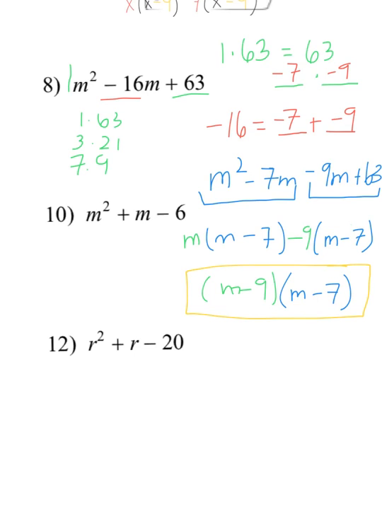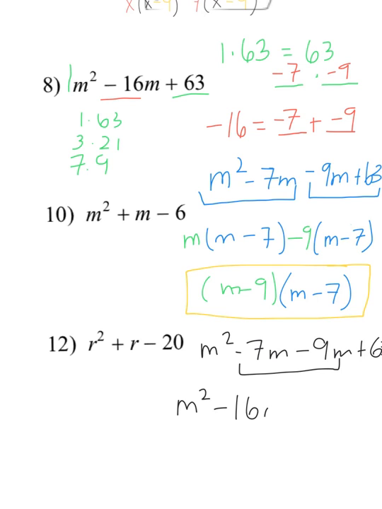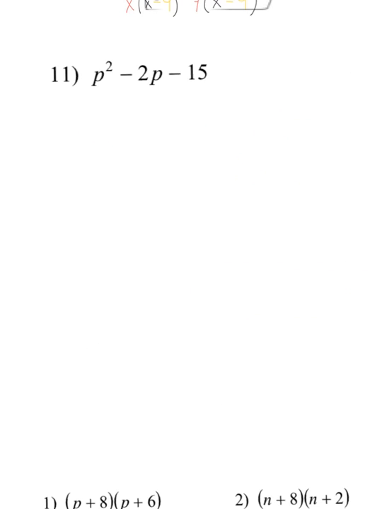A way that you can check your work is to multiply these two using FOIL or the box method. So you do get m squared minus 7m minus 9m plus 63. Combine the m's, you get m squared minus 16m plus 63, which is what we started off with here. So it checks. And we'll do one more example together.